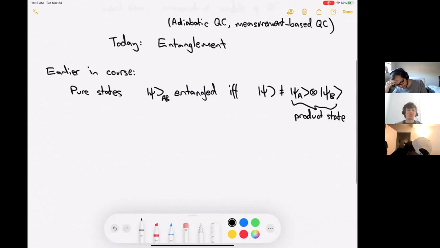Of course, that's very much a yes/no definition, and you might say, what if it's really close to a state that looks like that? That's the product state plus some tiny epsilon correction. We'd like to say that sure, that's entangled, but it isn't very entangled. So we'd like to quantify entanglement.